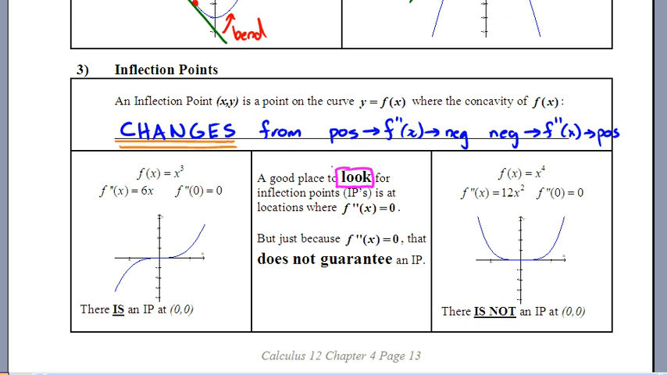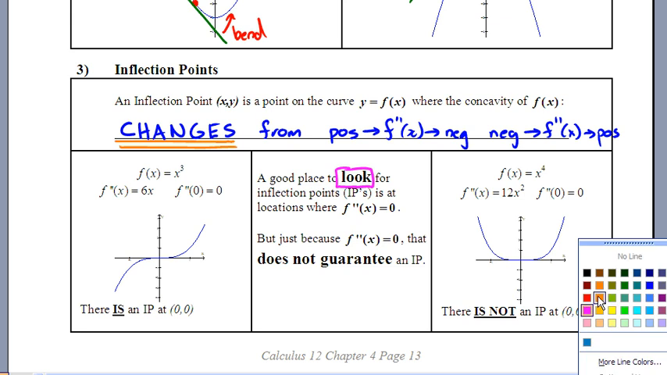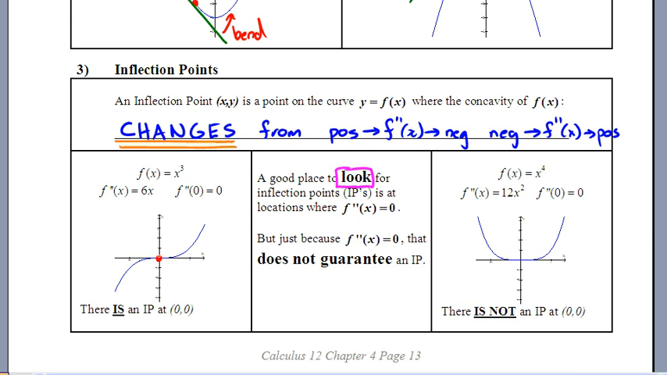So the first one is the function x cubed. And by the time you've done 2 derivatives, the second derivative is 6x. And sure enough, that second derivative, 6x, is actually 0 when x is equal to 0. And if you take a look at the point right at x equals 0, the point is actually (0, 0). And it actually is an inflection point.